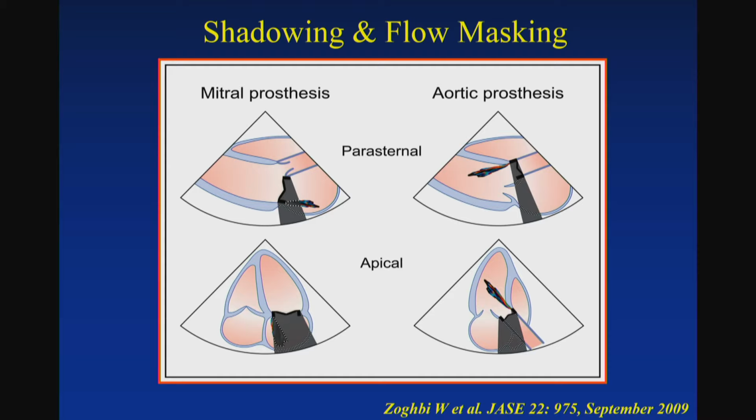Importantly for us imagers in echocardiography, we have to be careful about shadowing and flow masking. In the aortic position, we don't have much of that because irrespective of the view, you're going to be able to see the depiction of the jet, and the shadowing is in a different direction. In the mitral position, it's a different ballgame. You will overshadow and mask, flow mask, not only visualization, but also flow when you use Doppler.